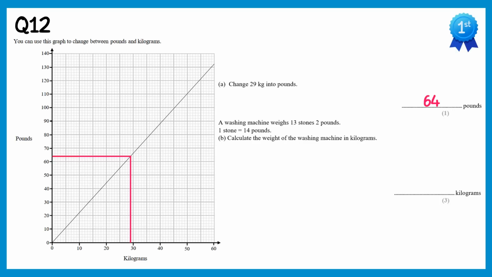For part B, we're told that a washing machine weighs 13 stones and 2 pounds. We're also given a conversion that 1 stone is 14 pounds. This means that if 1 stone's 14 pounds, 13 stones would be 13 times 14 pounds, which is 182. But the washing machine was 13 stones and 2 pounds, so we need to add 2 pounds to this, which gets you 184 pounds. Now when you look at the pounds axis, unfortunately it doesn't go up to 184, so we need to use a clever trick.